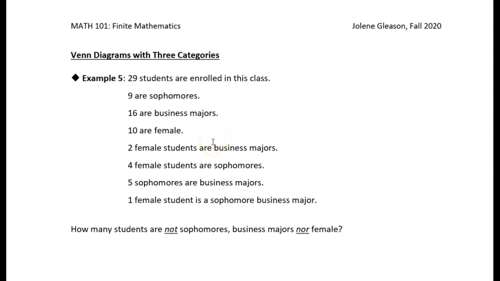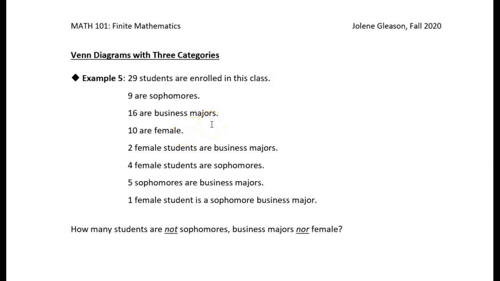All right, so in this example, we're going to work with Venn diagrams again, with some information about the students in our class. Again, we have 29 students enrolled in this class, but now we're given some different information. We're told that 9 are sophomores. Okay, so that's different. We had freshmen before. 16 are business majors. Okay, we already knew that. And 10 are female. Okay, so we can actually start drawing our Venn diagram because those are our 3 categories.